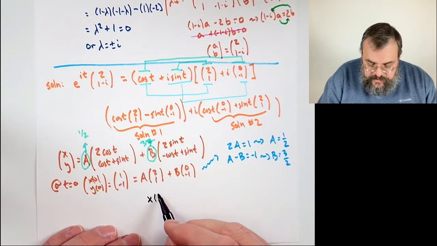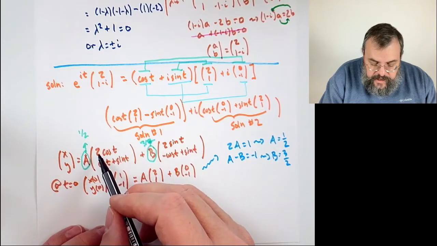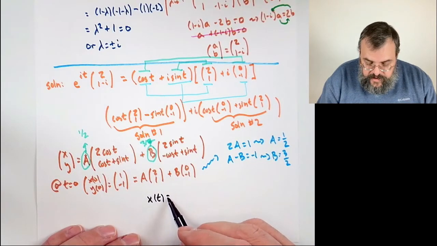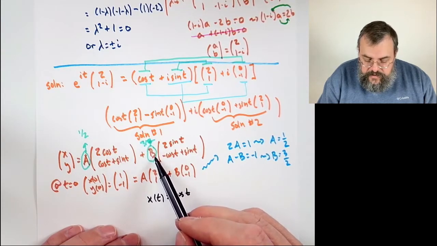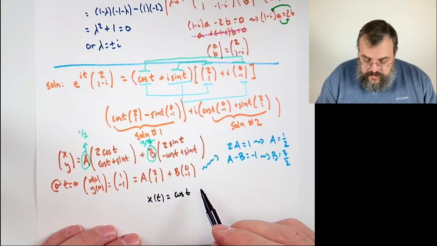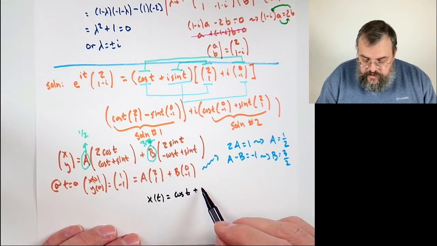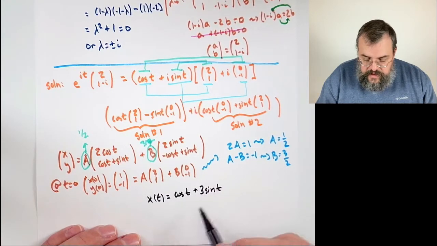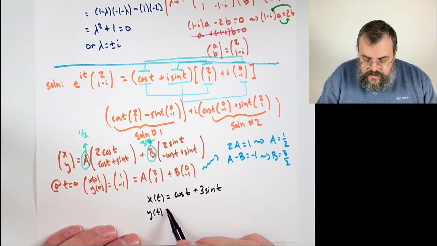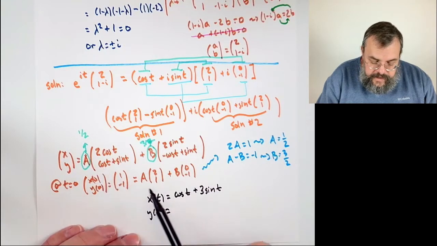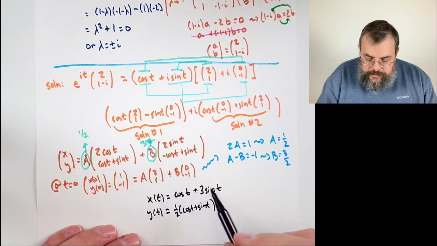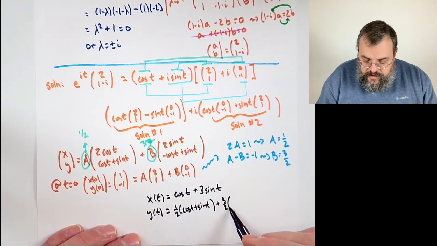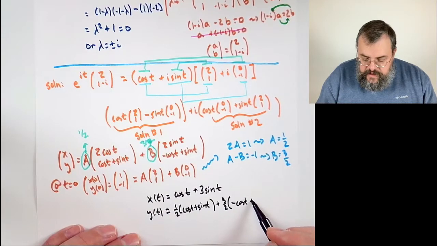So you see that x of t, that's going to be the top, 1 half times 2 cosine t. So that's cosine of t. And 3 halves times 2 sine t. So that would be plus 3 sine t. Y of t, what would that be? Well, 1 half times cosine plus sine, and then 3 halves minus cosine plus sine.